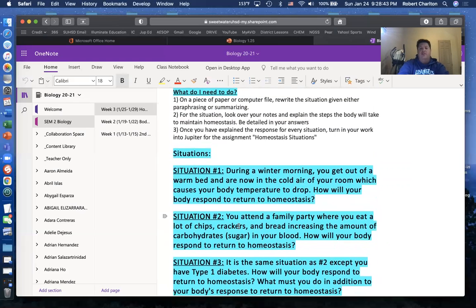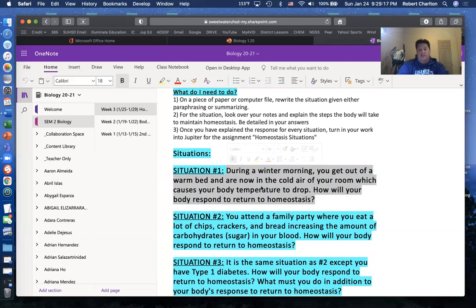Based on your notes, you're going to tell me what your body is going to do in this situation. For instance, situation number 1 says, during a winter morning, you get out of a nice warm bed and are now in the cold air of your room, which causes your body temperature to drop. How will your body respond to get you back to homeostasis? We're going to be creating diagrams in our notes that will show you what your body will do. You're going to use those diagrams in your notes to answer this question.